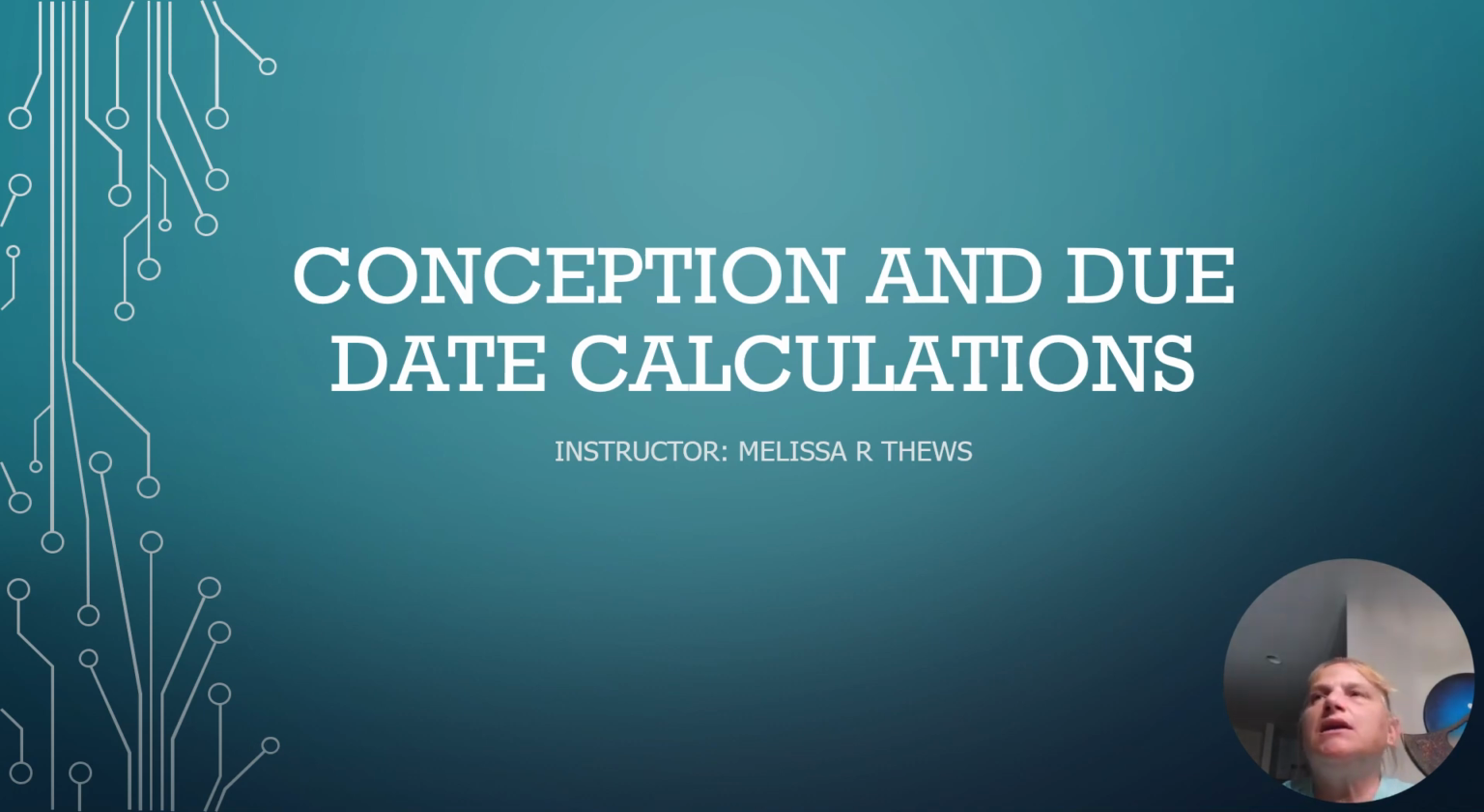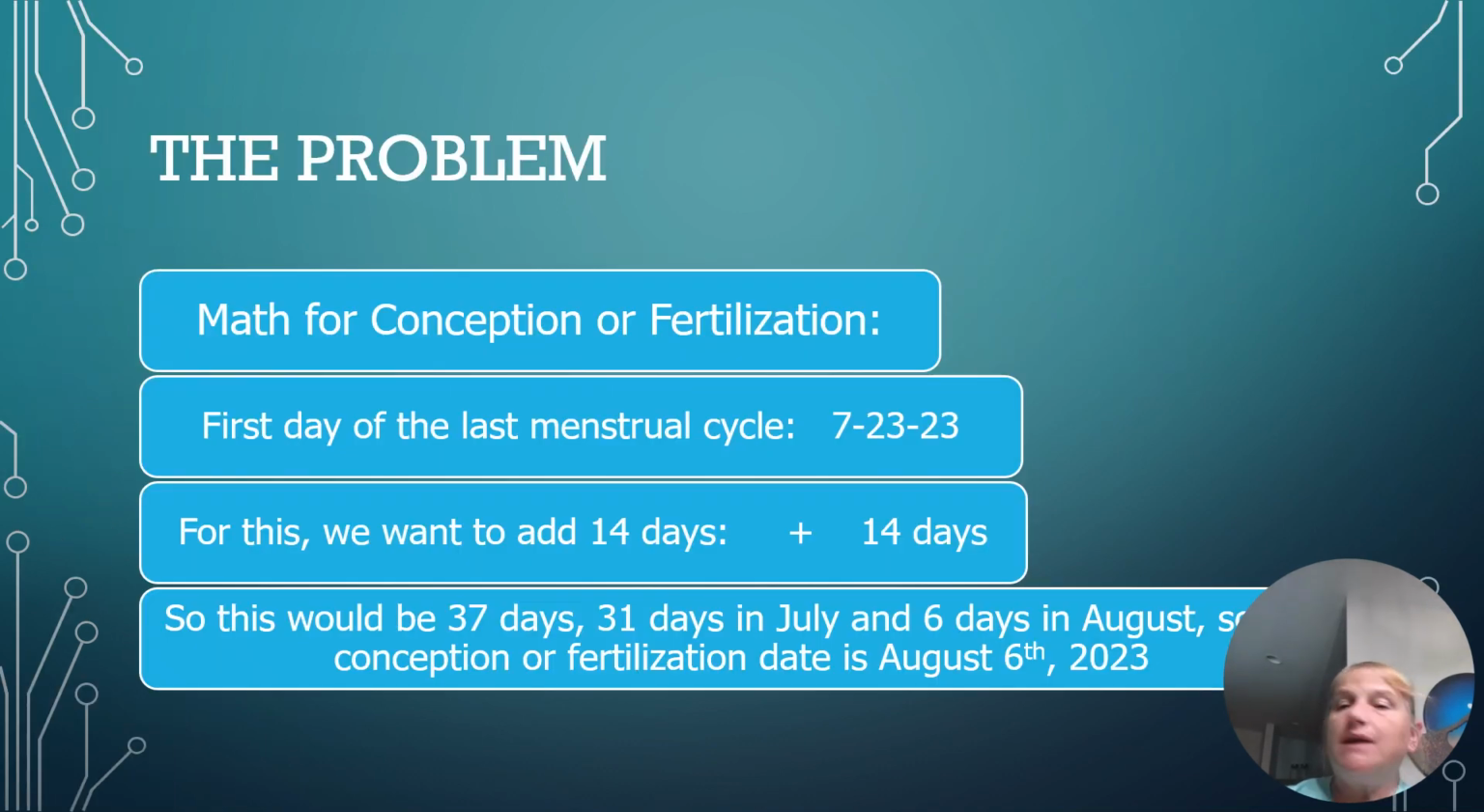Let's take July 23rd, 2023 as our example. We want to add 14 days for our conception or fertilization. That gives us 37 days. Well, in July, we know there's 31, so that leaves us 6 days in August. And so that's going to put the conception or fertilization date on the 6th of August, 2023.